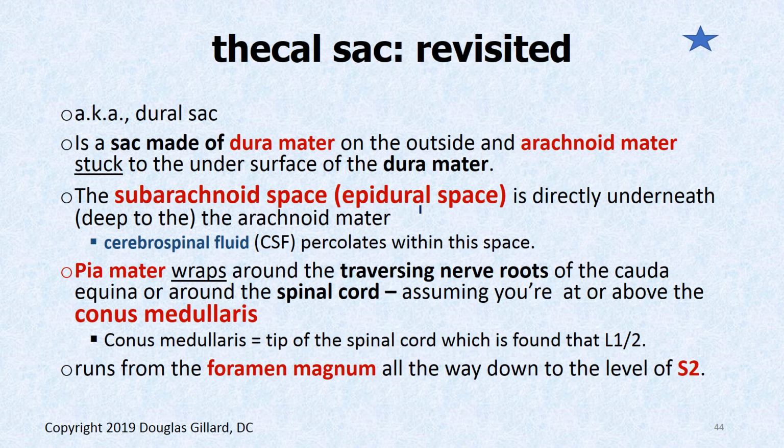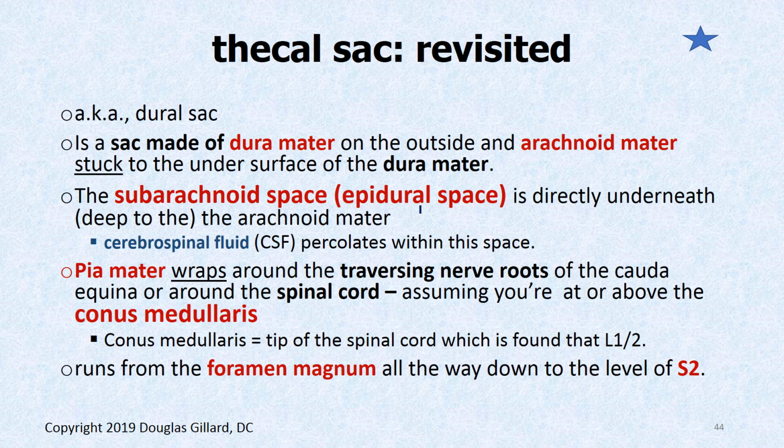The thecal sac, again, we talked about it, but it's so important we can talk about it again. It's a sac of dura mater, with the arachnoid mater stuck right to the underneath of the outer dura mater. So that's why I like to call it the thecal sac and not the dural sac, because it's actually made of dura and arachnoid mater. You remember the three meninges layers? Dura, arachnoid, pia mater. Those are the coverings of the CNS.